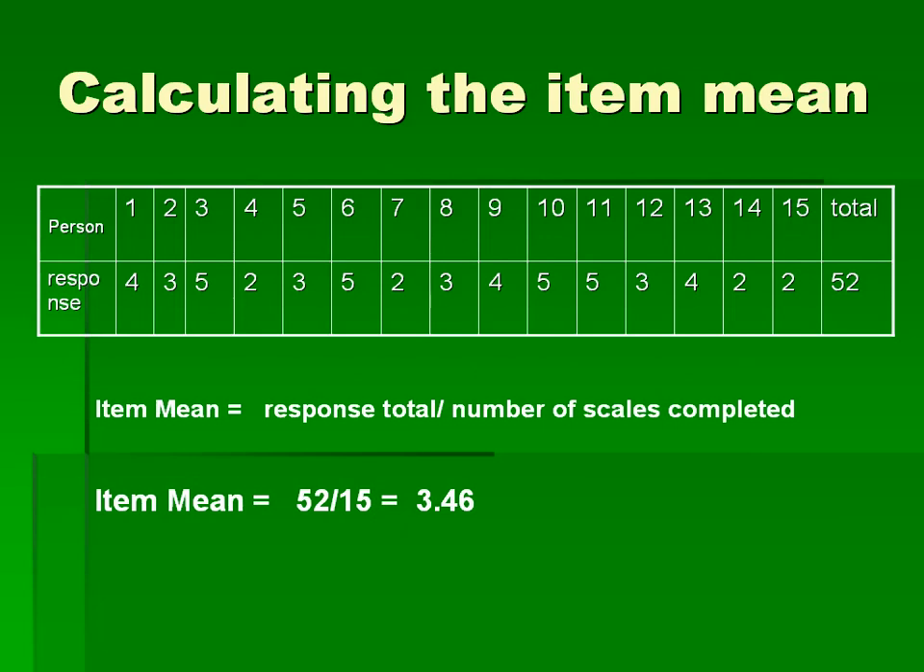So we have all these 15 people that took it, and those are their responses after they've been scored, and they total 52. So in order to get the item mean, you simply divide the total of the item scores by the number of people that responded to the item, which in this case, you can see in the division calculation below. It's 3.46. A 3 would be kind of a neutral item. So this is a slightly positive item. The mean is more positive than negative.